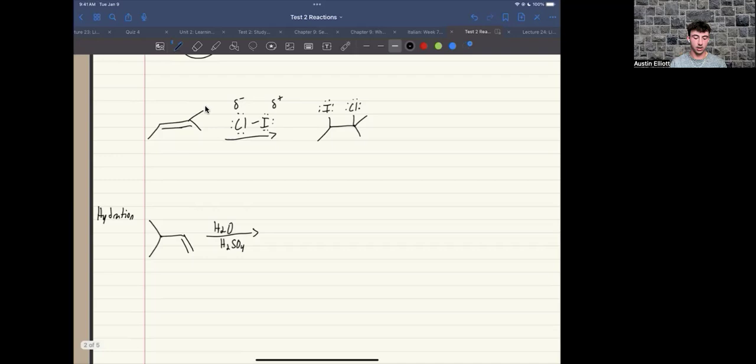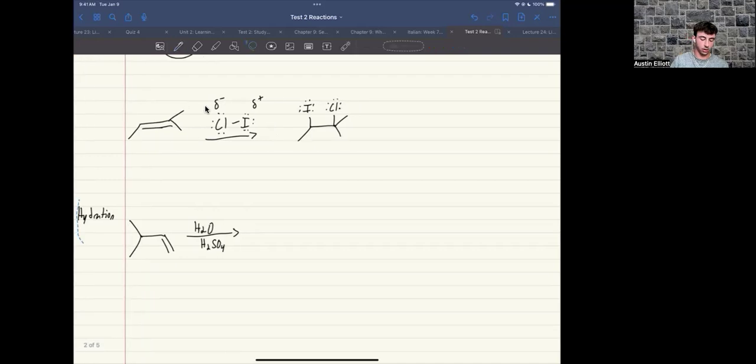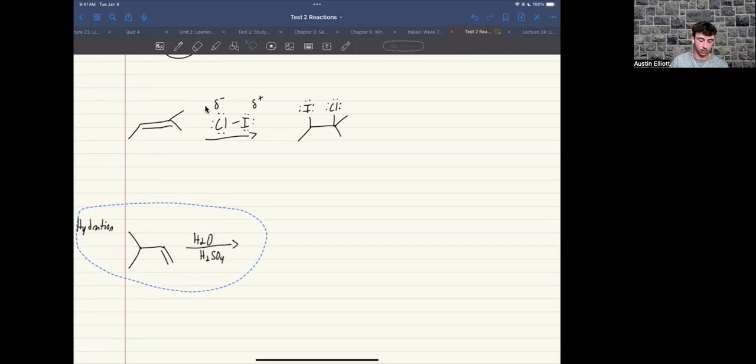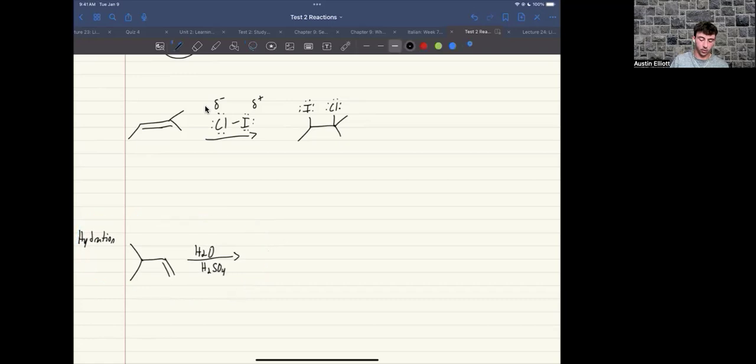Next, we have hydration. Hydration has a little bit more complex steps to work with. We have to start with the formation of the hydronium ion. On its own, water and sulfuric acid are not going to create anything, or they're not going to add to the double bond anywhere.